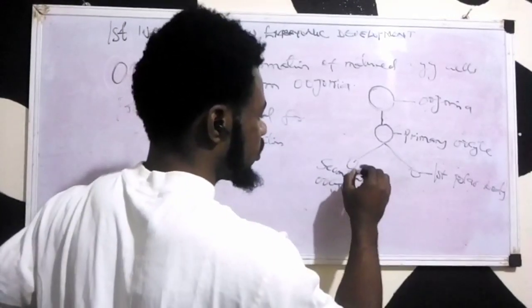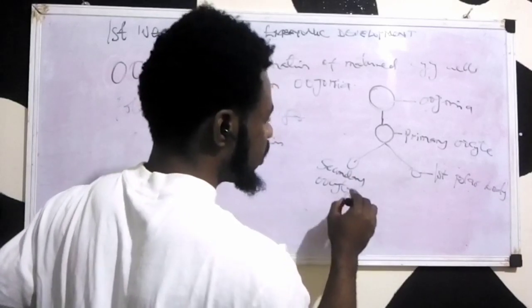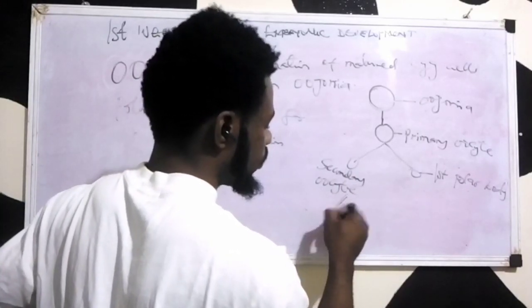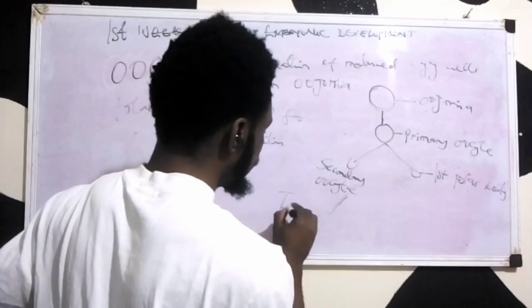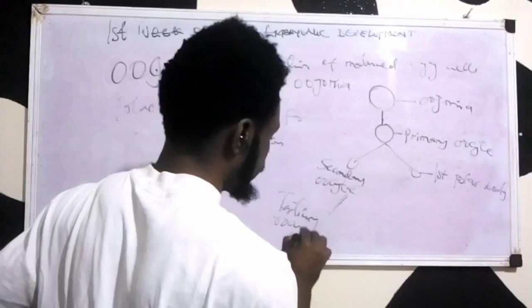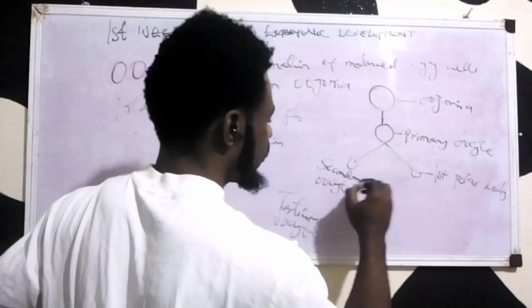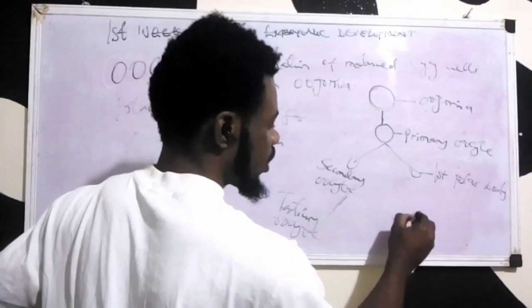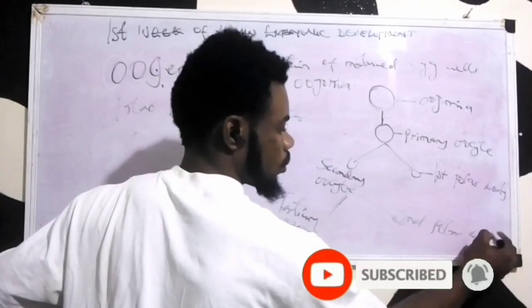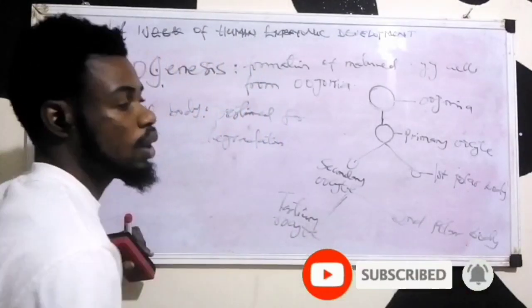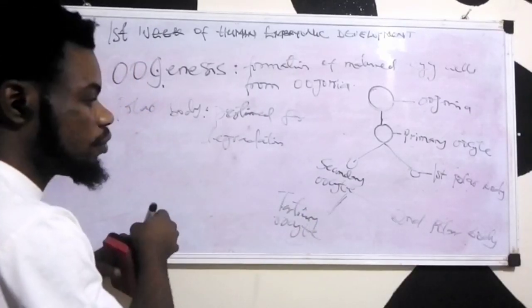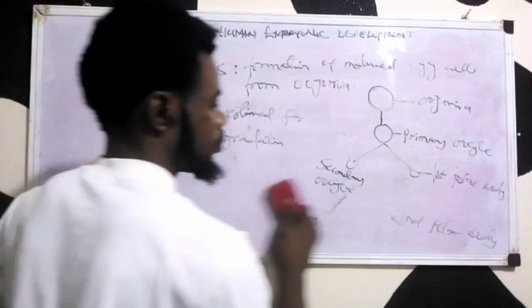Now the second meiotic division occurs to give rise to tertiary oocyte and second polar body. Now this is how it happens.